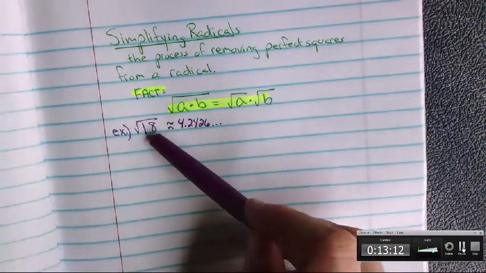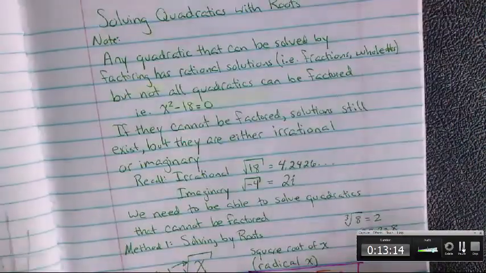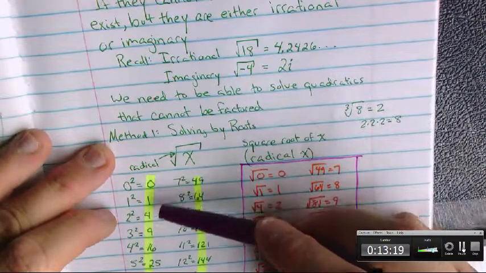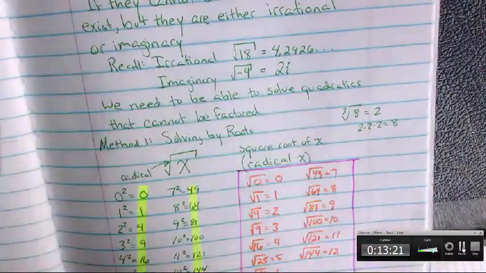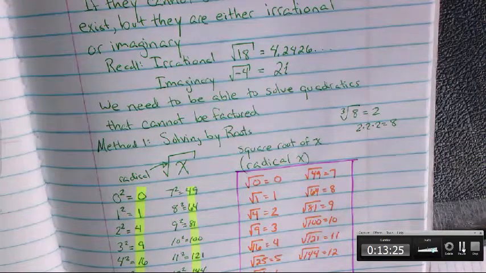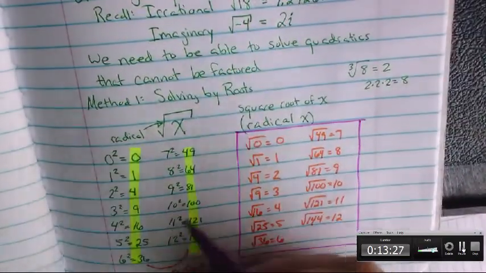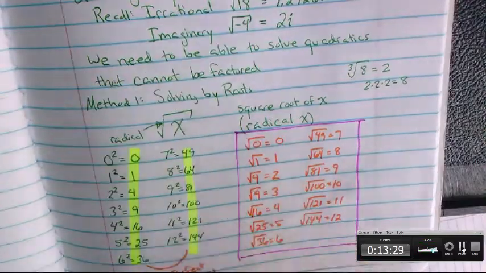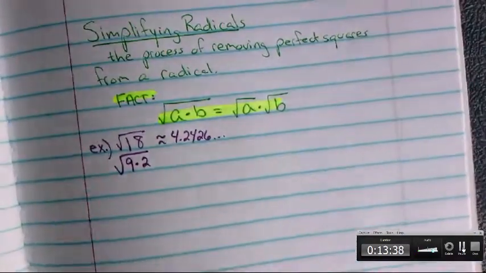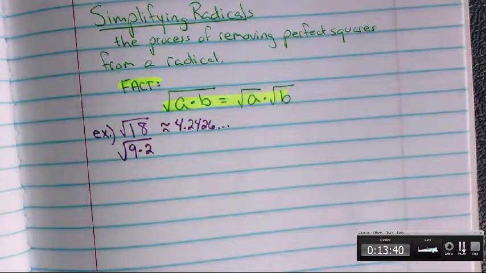18 is not perfect, but if we go to our list, 0, 1, 4, 9, 16, 25, all of those, does any of those go into 18? Yeah. 9 goes into it. How many times does 9 go into it? Twice. So we're going to change the square root of 18 to the square root of 9 times 2.